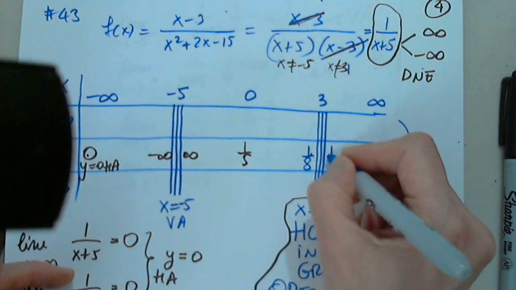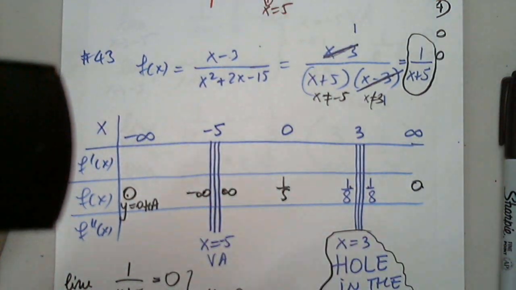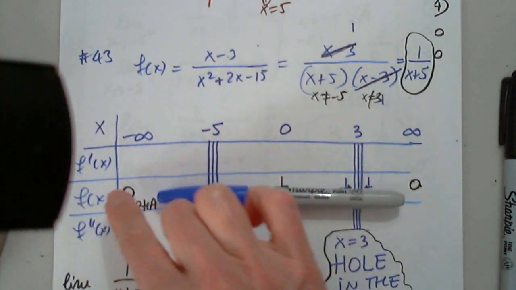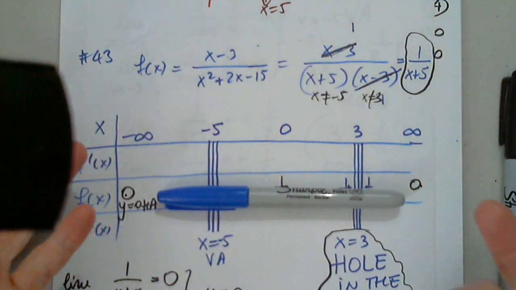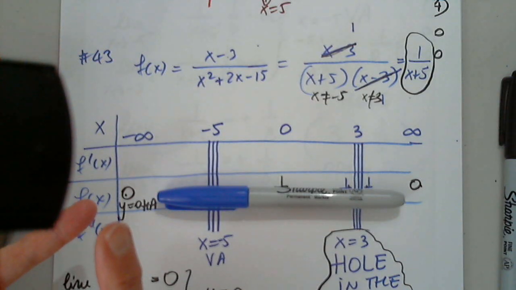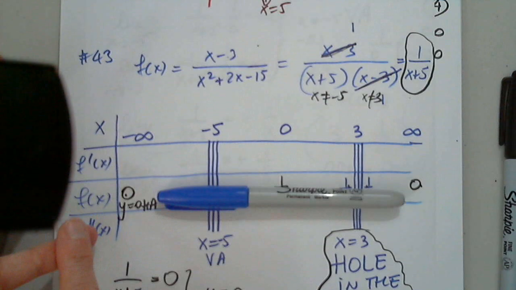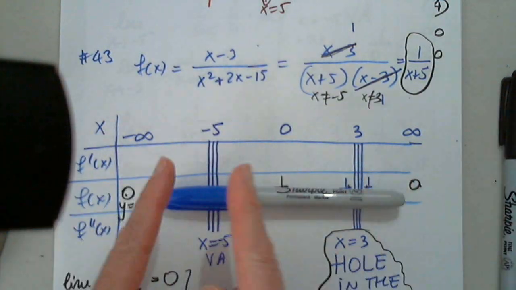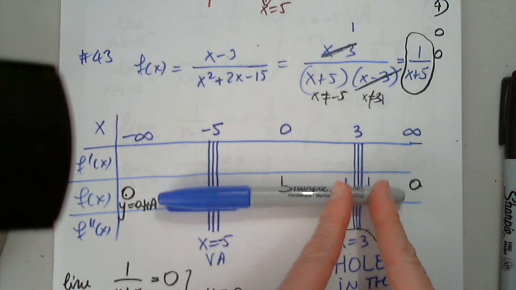Quickly back to the table. Now I finally finished with this. I found there is no y-intercept because the numerator cannot be 0. So, no, I meant no x-intercept because the numerator cannot be 0. So I have limits at infinity. I have limits left and right of the vertical asymptote and the hole.